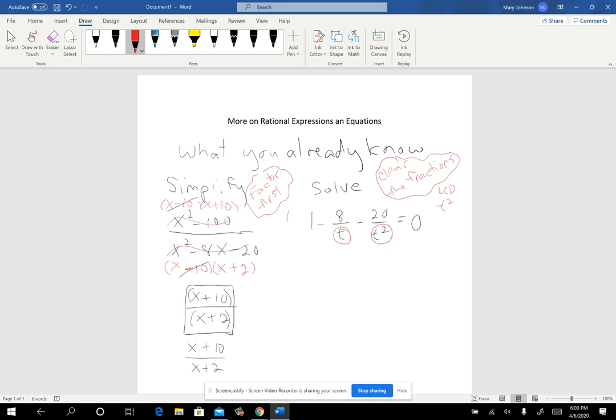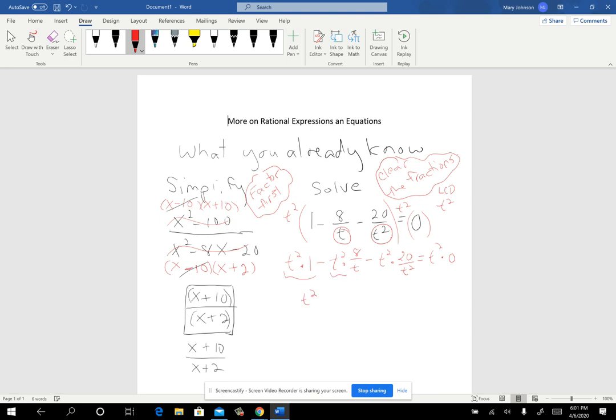So what I'm going to do now is multiply by t squared on the left, and multiply by t squared on the right side of the equal sign. I think it helps to write that t squared next to each of these. The t squared times the 1, the t squared times the 8 over t, and the t squared times the 20 over t squared. And on the right-hand side, you have t squared times 0. So 1 times t squared is t squared.